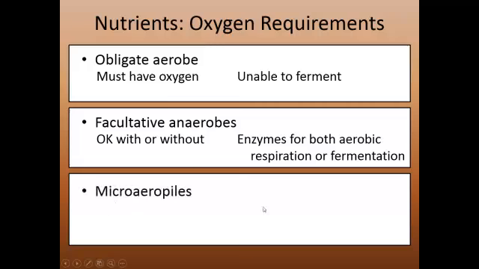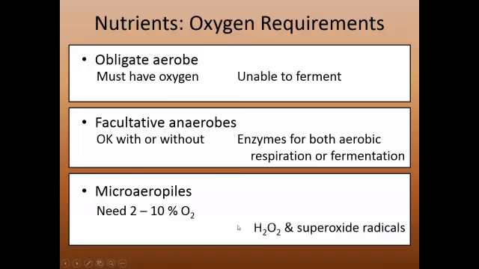Microaerophiles are those organisms that need a little bit of oxygen, but it's got to be less than the amount of oxygen that you find in regular atmospheric conditions. So they need approximately 2 to 10% oxygen, and this is because they have a limited ability to detoxify hydrogen peroxide and superoxide radicals, but they still want the oxygen so that they can undergo aerobic respiration.